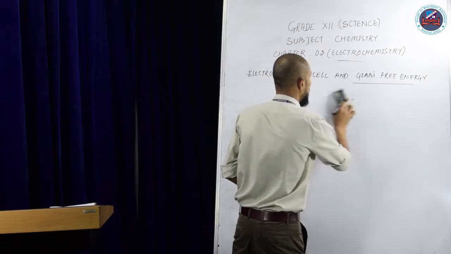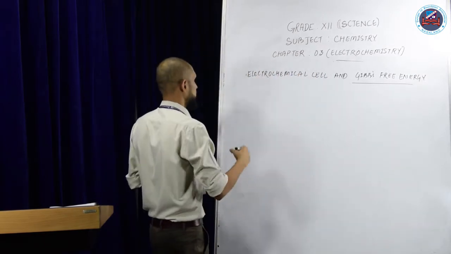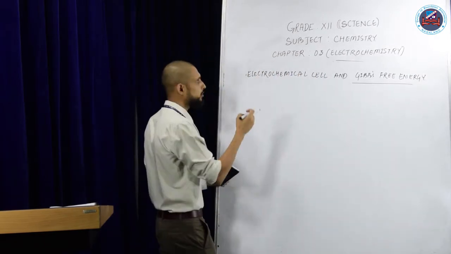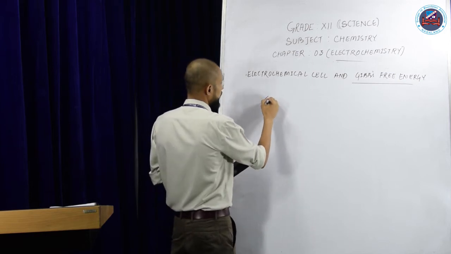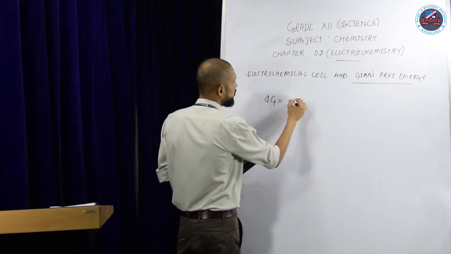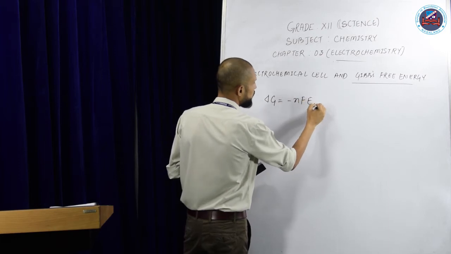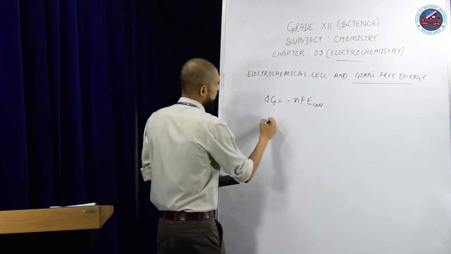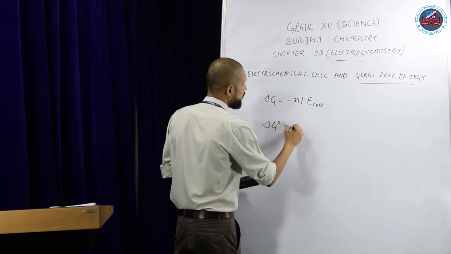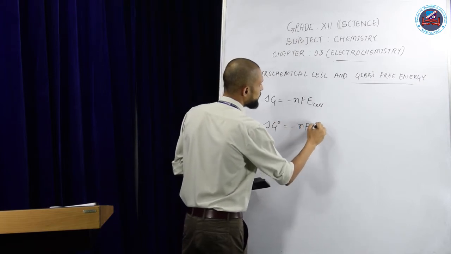So the formula to relate Gibbs free energy with electrochemical cell is: delta G equal to minus nFE cell. And delta G naught is equal to minus nFE naught cell.